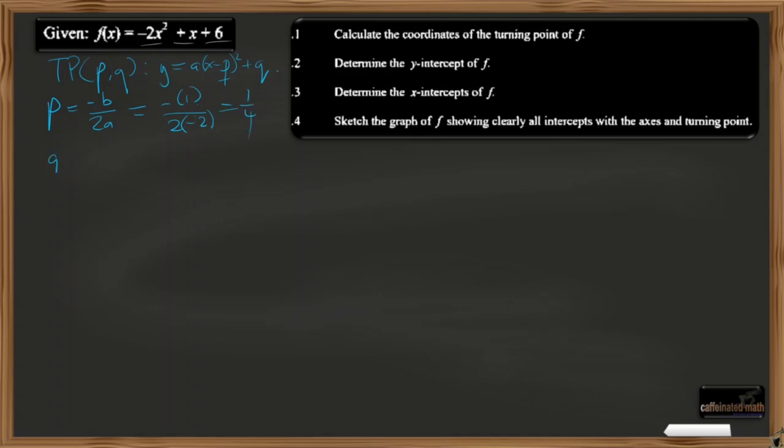To get our q value, we are just going to say that is equal to f of p, which in this case is equal to f of 1 over 4, of course. Right, so what does that mean? Well, if we take this value, punch it into this equation right over there, drums please, we should get the q value.